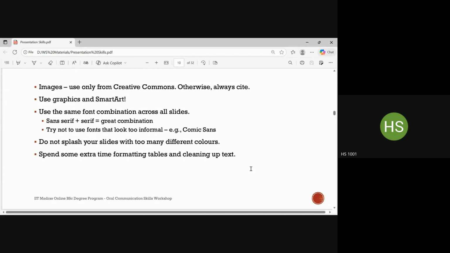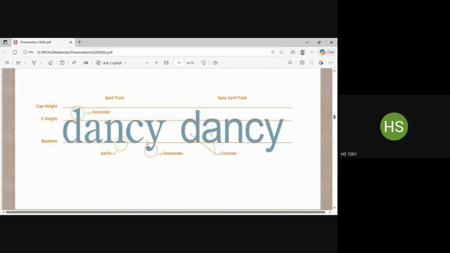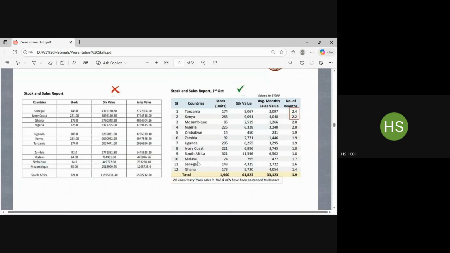Right. You can use a combination of serif fonts and sans serif fonts. Serif fonts just have that little decorative hook here. Sans serif fonts do not. You can use a combination of both serif and sans serif fonts when you are trying to pick a font combination for your presentation.